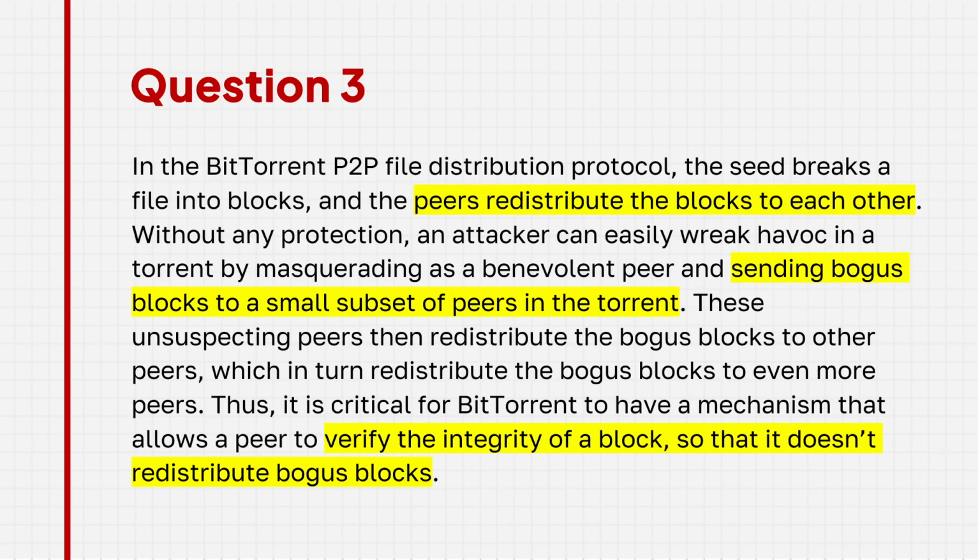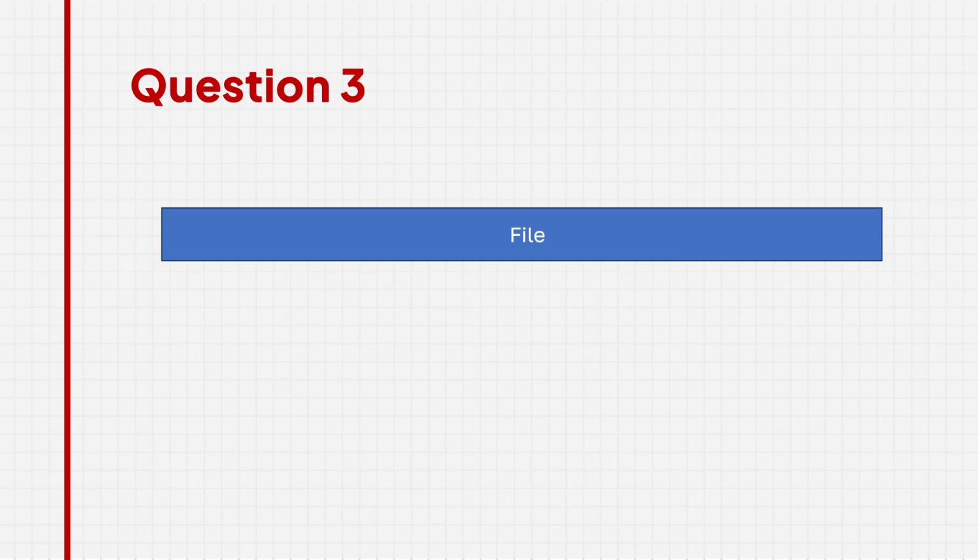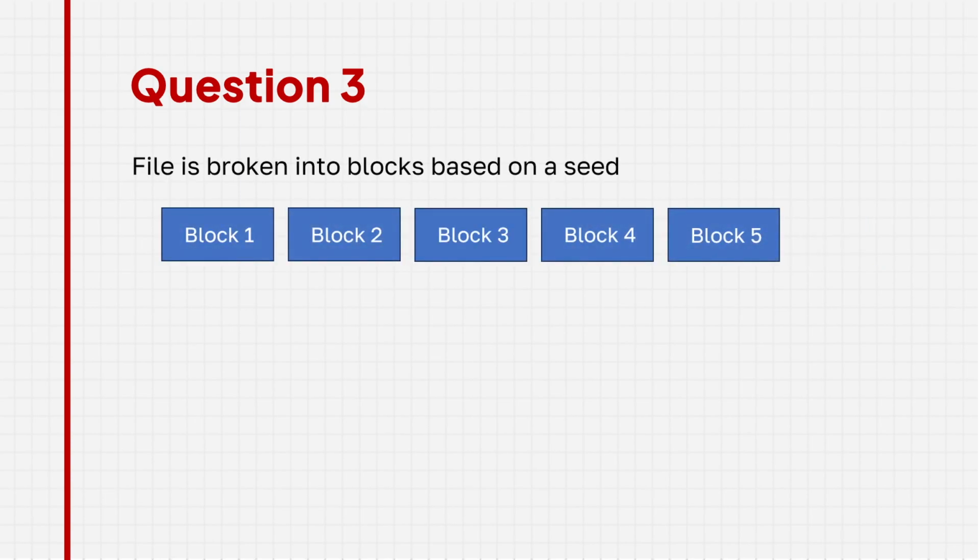There is usually this file which we call the torrent file. The torrent file is the main source that you will refer to. So we want to see how we verify the integrity of the files that you obtain from the torrent. How does it work? Assume that when a peer joins a torrent, it gets a .torrent file from a trusted source. This is actually the key point. What does the torrent file contain? Say for this file, once I split it out, it will be in separate blocks.